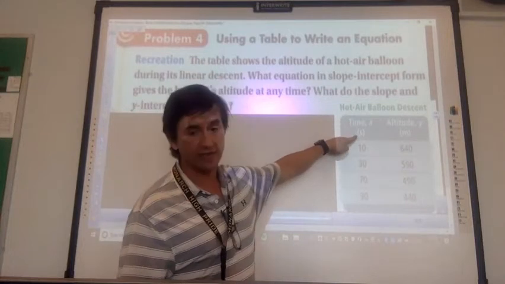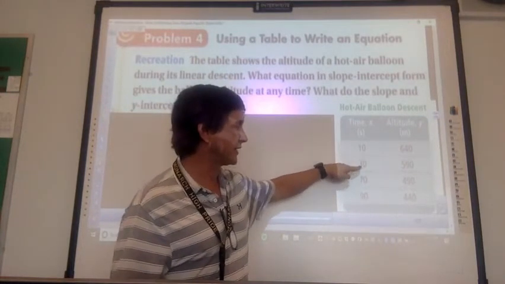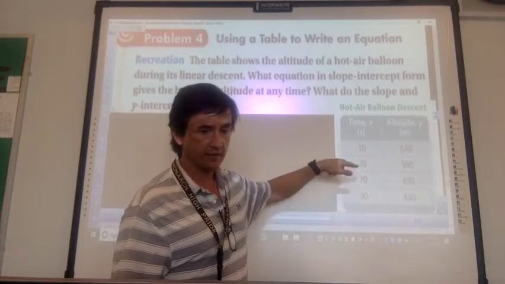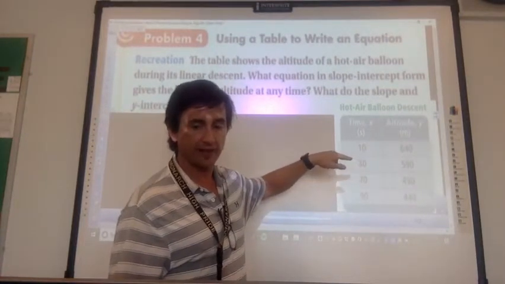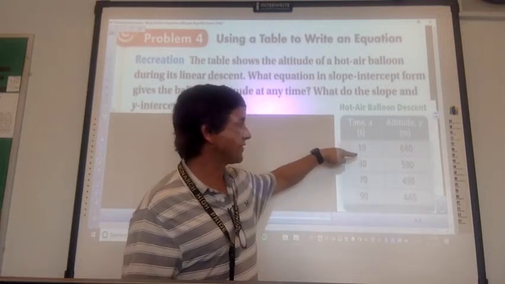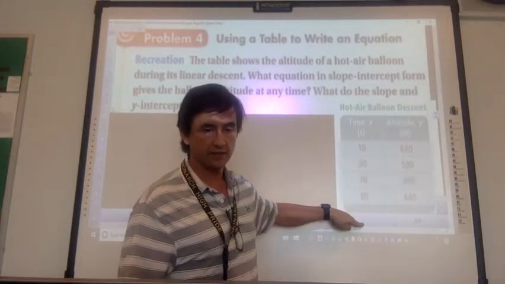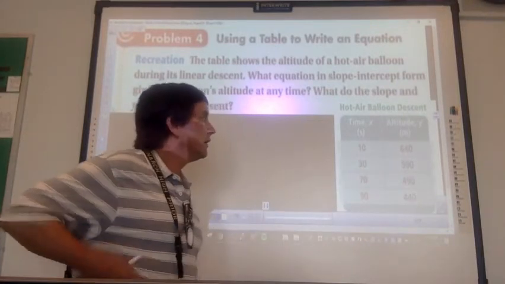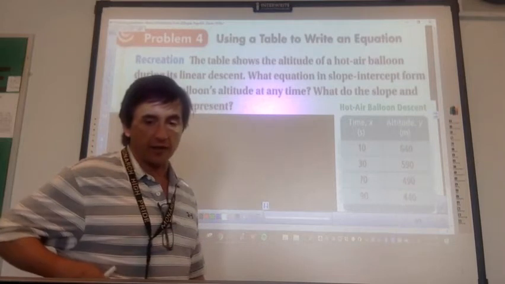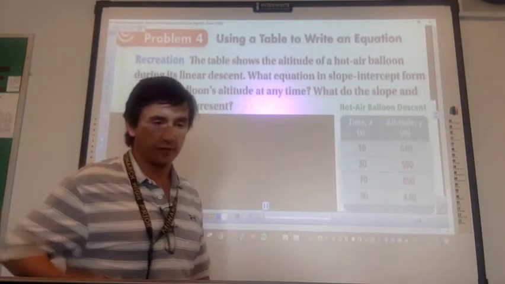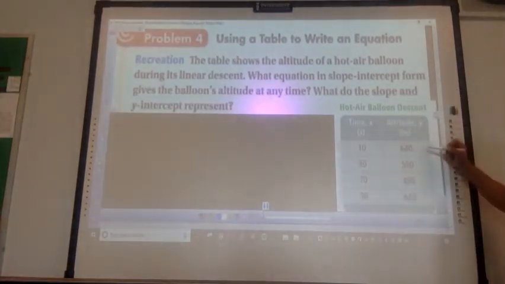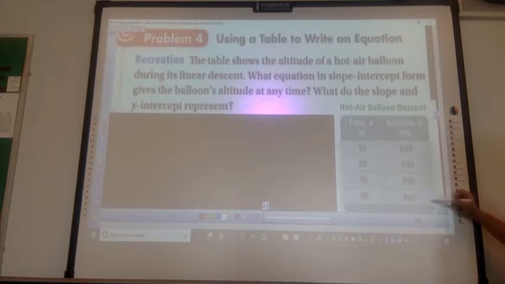So time here is in seconds, and the time goes 10, 30, 70, 90. Altitude is y, and it's in meters. The altitude starts at 640, then goes to 590, then 490, then 440. So that's 640, 590, 490, 440. Does anyone need me to repeat that?